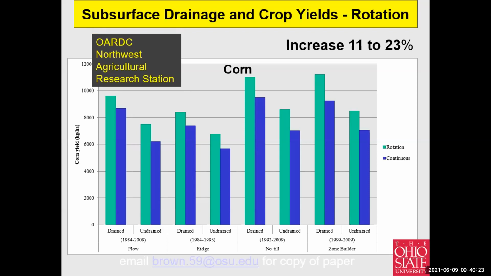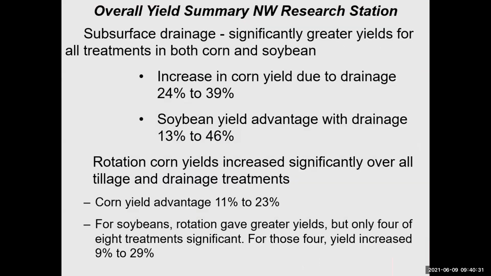Corn, again, and for the fork tillage condition tillage systems. So kind of summarizing over all of those data that we have from this particular location. Yield increase in corn due to drainage improvement, I should say, 24 to 39%. Soybean yield improvement with drainage improvement, subsurface drainage improvement, 13 to 46%. And again, bringing up the rotation effect that we feel is provided by this particular study.